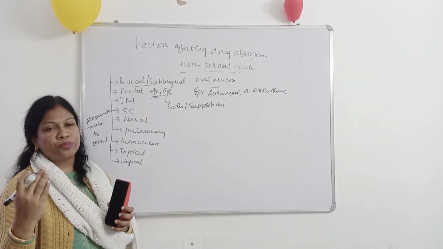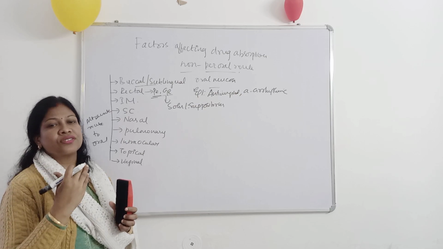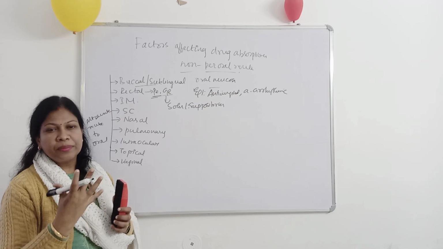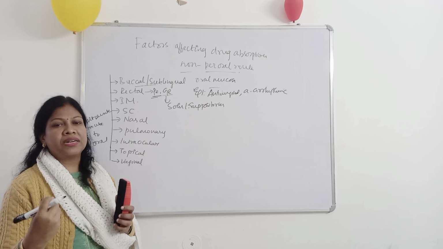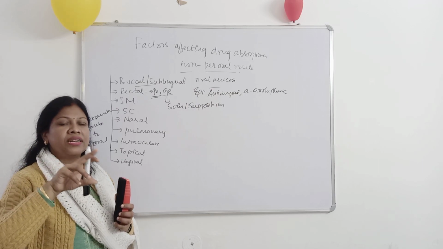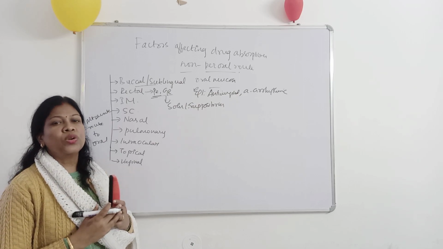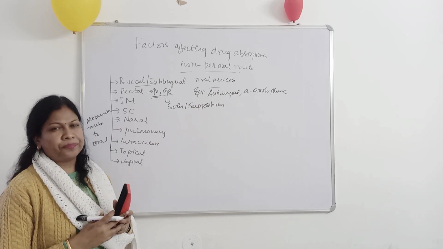Also the blood flow is very high in the rectal region. So the drug may either get absorbed through the blood capillaries or through the hemorrhoidal veins, and the drug can also enter through these capillaries, and the drug absorption will be more in the rectal region.